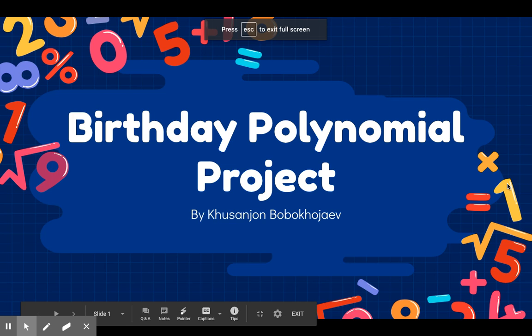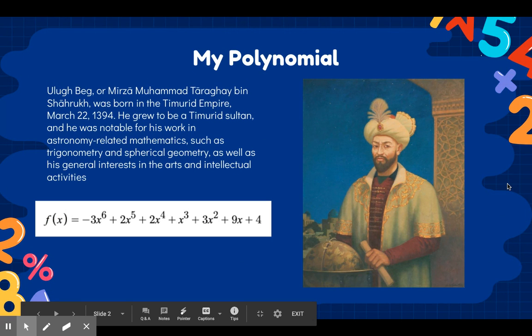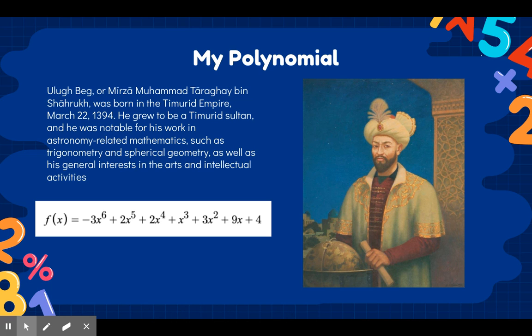Okay, this is my birthday polynomial project. My polynomial was based on Ulugh Beg, or Mirza Muhammad Taragai bin Shahruh. He was born in the Timurid Empire on March 22nd, 1394. He grew to be a Timurid sultan, and he was notable for his work in astronomy-related mathematics such as trigonometry and spherical geometry, as well as his general interest in the arts and intellectual activities.